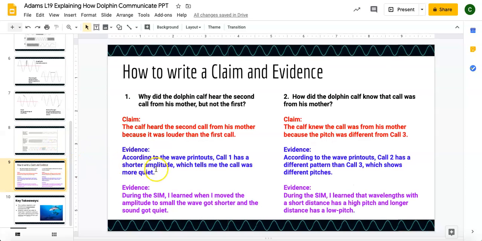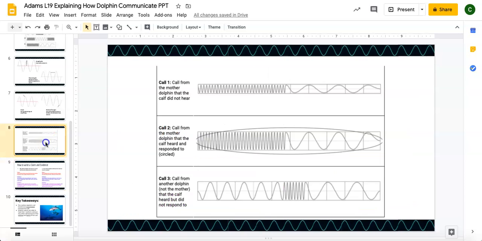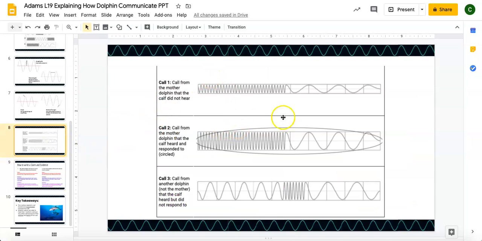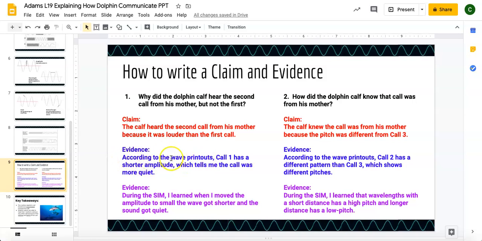When I think about my evidence, my first piece of evidence is going to come straight from these wave printouts. In the wave printout before, we talked about how this amplitude is larger than this amplitude, which tells me it's louder. So according to the wave printouts, call 1 has a shorter amplitude, which tells me the call was more quiet. I got that evidence straight from this information, which is going to be provided to you tomorrow. I gave a sentence starter, according to the wave printouts, telling you what my source was.